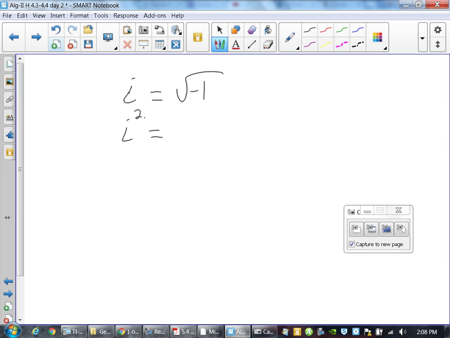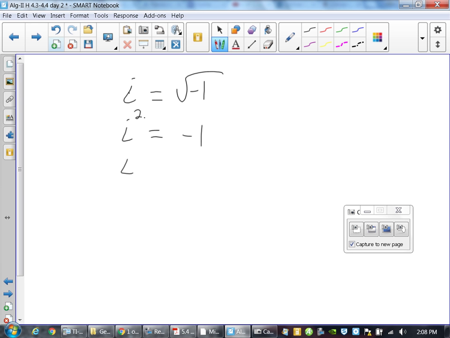i squared, very good. i squared is -1, because what you're doing is taking i times i, which is the square root of -1 times the square root of -1, which is the square root of junk times the square root of junk, which is junk. So i squared is -1.